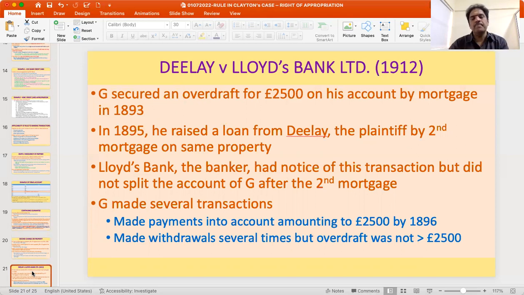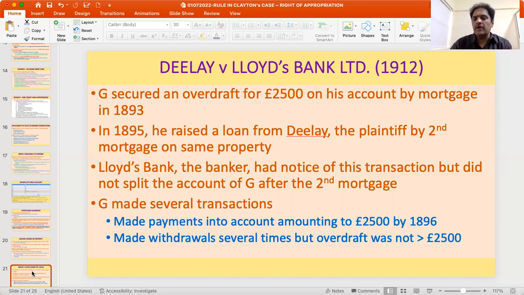Then Lloyd's Bank, who is the banker, had notice of this transaction, but they did not split the account of G into what he owed the bank and what he owed in respect of the second mortgage, where the dues were for the plaintiff. So several transactions were made into it. G made payments into the account amounting to £2,500 by 1896.